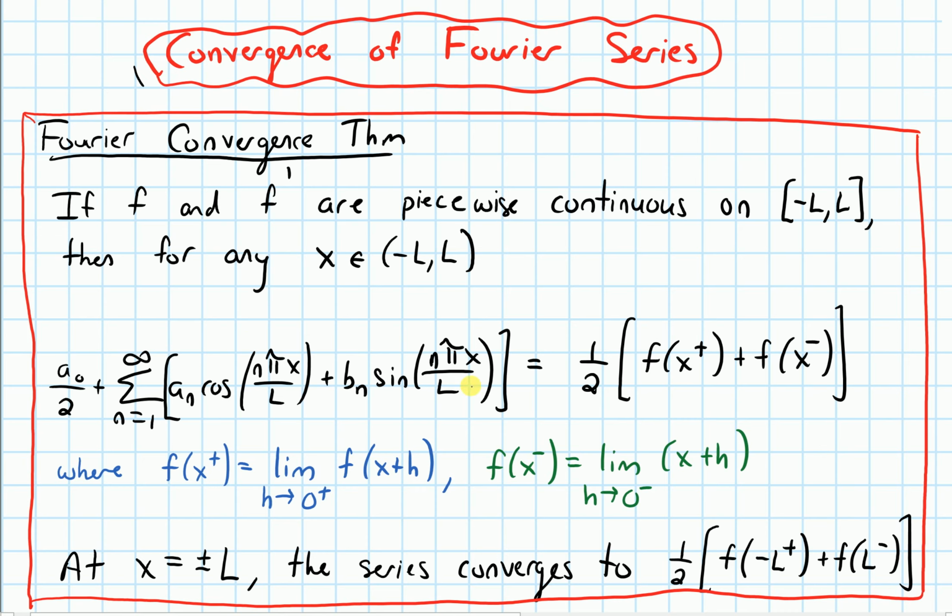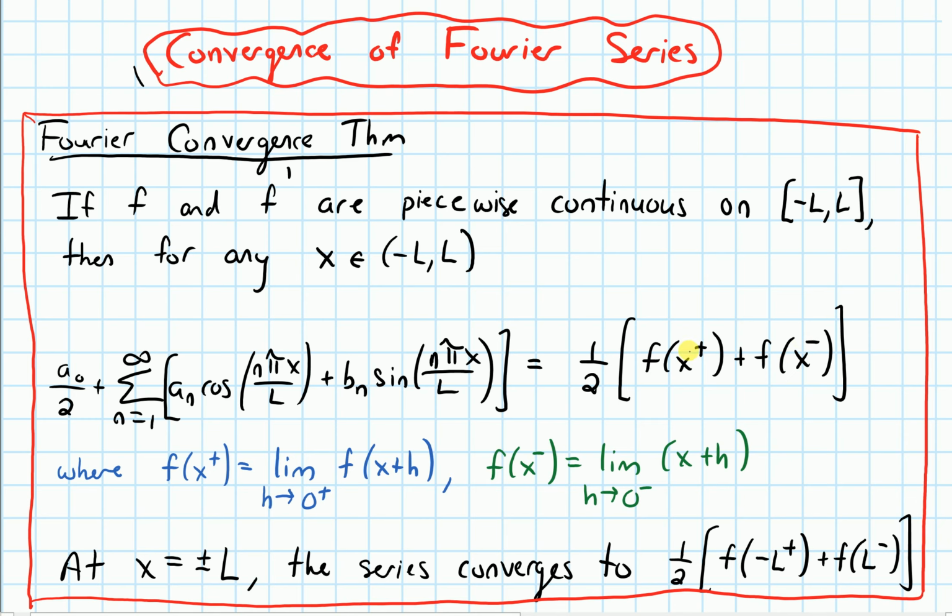So the left-hand side of this equal sign is the Fourier series for my function f. And what this theorem says is that the Fourier series is going to be equal to 1/2 of f of x plus added to f of x minus. So it's the average of f of x plus and f of x minus. So you might be wondering, wait, what are x plus and x minus?